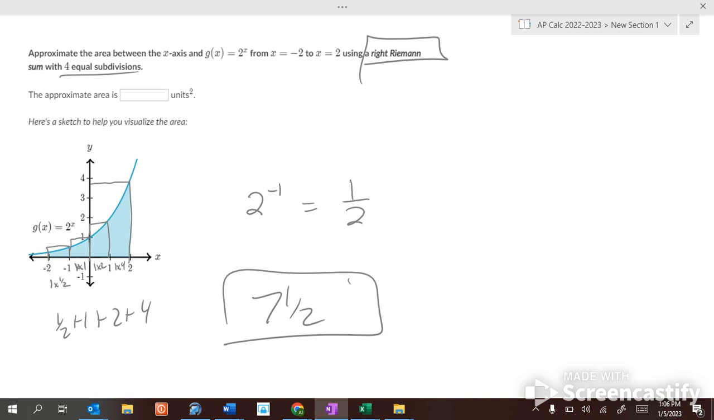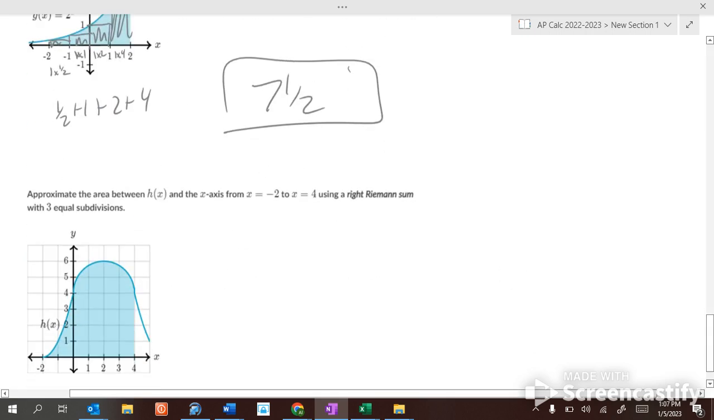Now, would a right Riemann sum be an overestimate or an underestimate? Overestimate, because the rectangles are above where the line is. Okay, if we'd use a left Riemann sum, it'd be like this, this, this, and this. And that would be an underestimate. Okay, so an overestimate and an underestimate.